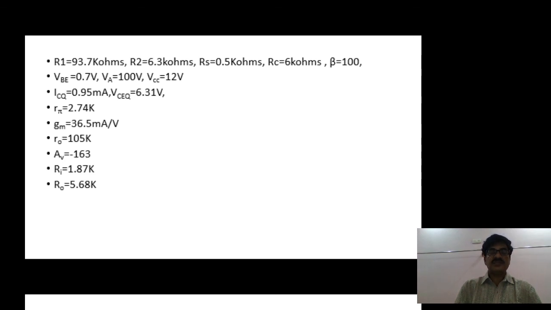You practice, let us take the calculator and solve this problem. You may get these values. Okay, thank you. In the next class, you can see the analysis of the same CE amplifier including the emitter resistor, right? Thank you.